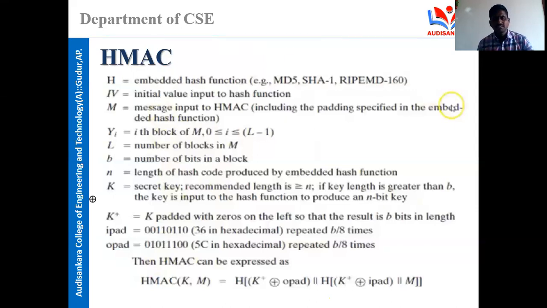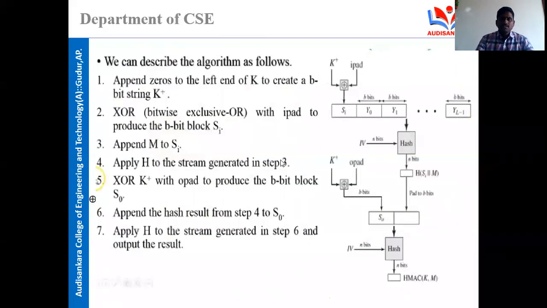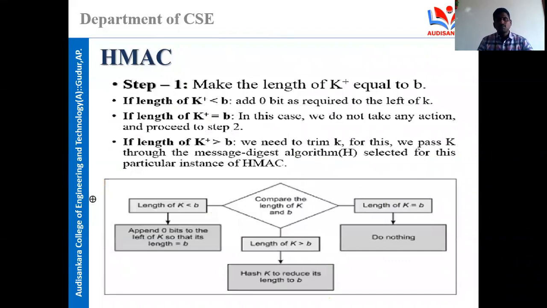See, these are the abbreviations. For example, H means the embedded hash function, IV means the initial value input, M is the message input, and L means the number of blocks in M. Now we will discuss how this algorithm works. Totally we have 7 steps, which we see step by step now. In the first step, we make the length of K+ equal to b. The secret key length is made equal to b.